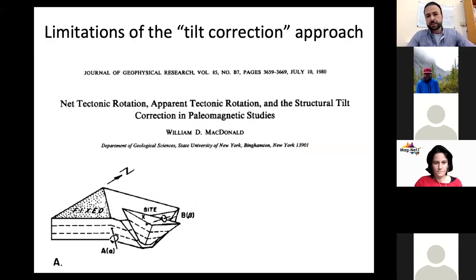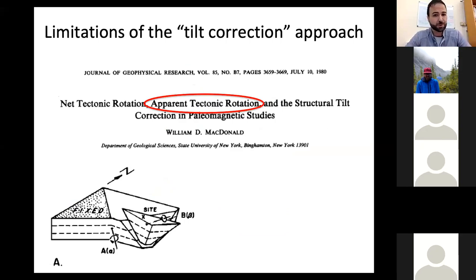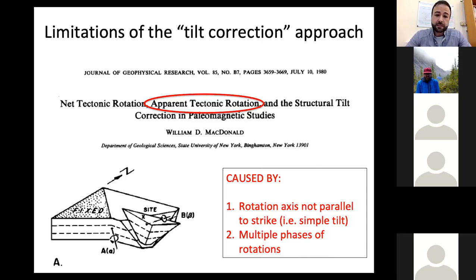The limitations have actually already been identified in the early 80s by MacDonald, who published a paper on the tilt correction. He recognized that you may introduce some miscalculations when you have specific tectonic configurations or processes going on. In fact, what he says is that you can end up recording not the true tectonic rotation, but the apparent one. In other words, it's not the real one. And this happens essentially in two situations.